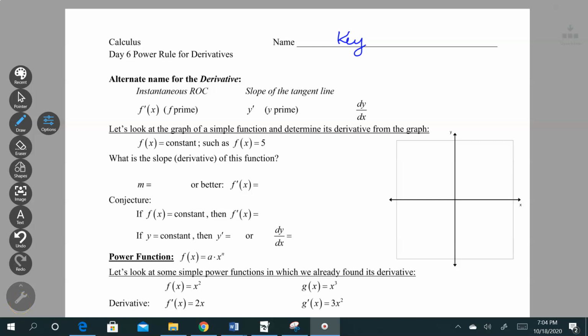Welcome to day 6 of calculus. We're going to do unit 5. We're going to do something called the power rule. Now the power rule you're going to like a lot. We did this a little bit last year. It's going to be the way we're going to do derivatives from now on.